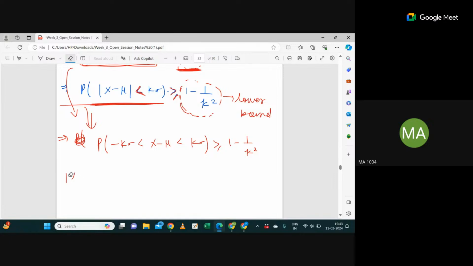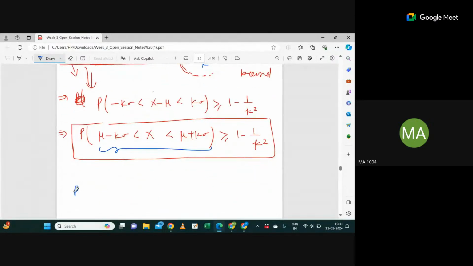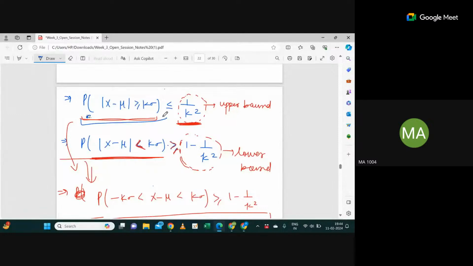So now, from here I can add mu on both sides. So I will get mu minus k sigma less than x less than mu plus k sigma, with probability greater or equal to 1 minus 1 by k square. If you see this form carefully, if you have been asked the probability that x lies between a and b, then you always have to calculate the lower bound.